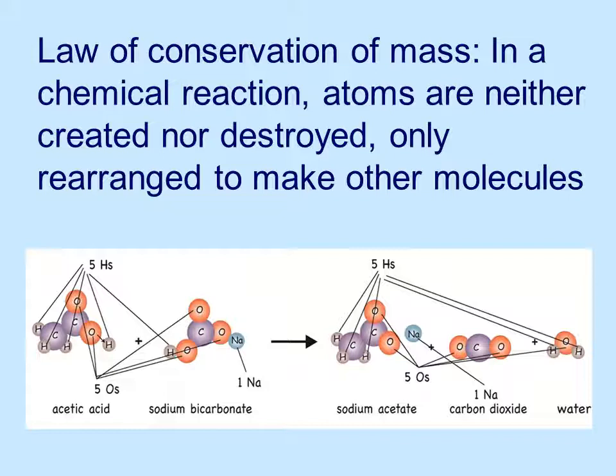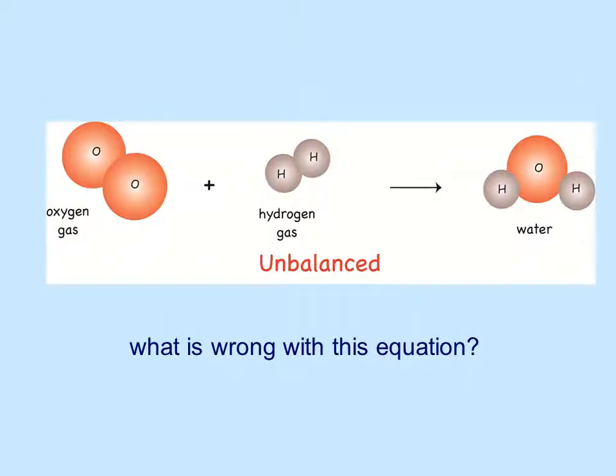The law of conservation of mass: in a chemical reaction, atoms are neither created nor destroyed, only rearranged to make other molecules. So we can't come up with 5 atoms on one side and 3 on the other side, or 2 on one side and 6 on the other side. You have to have the same number of atoms on both sides of the equation.